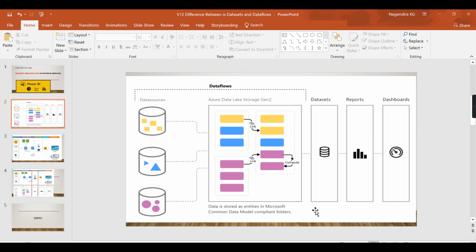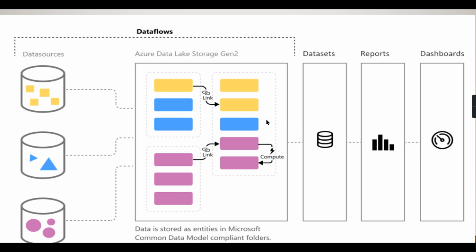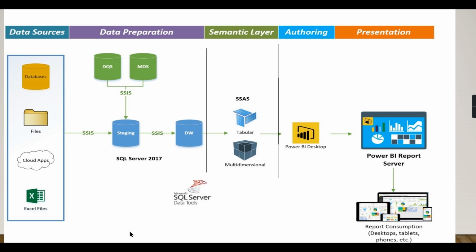Okay, so what about dataflows? Let us try to understand dataflows after we go through the BI architecture, then it will be better. So now you can see this is the business intelligence architecture where we get the data from the data source and build the staging and data warehouse. This entire process is called ETL and building the warehouse. From this we will build the model using SSAS.